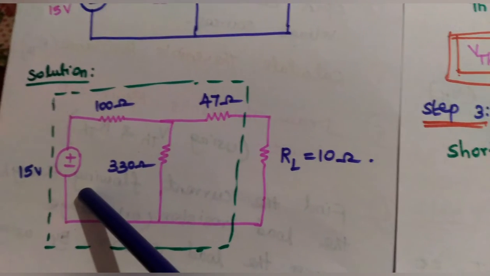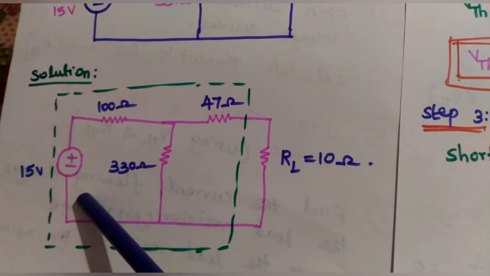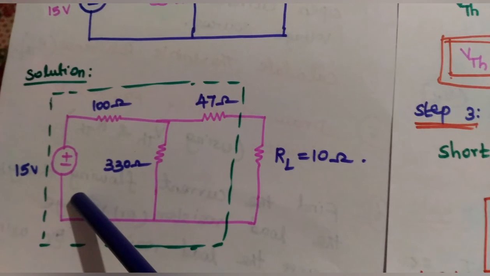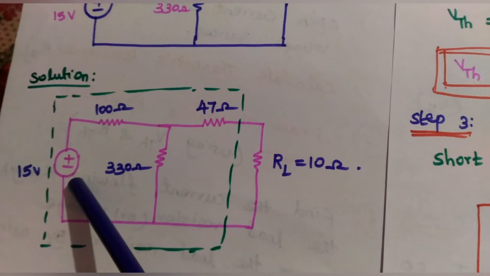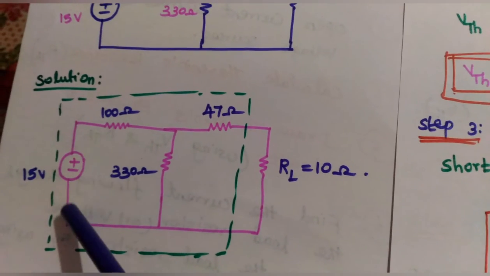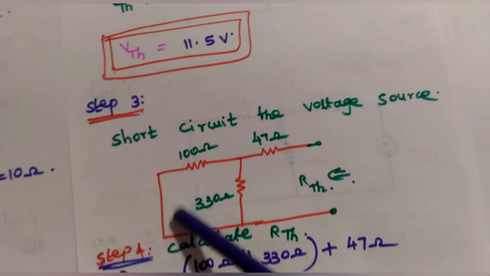If the circuit has any voltage source, we want to short circuit the voltage source at the time of calculating the RTH value. This network has only one voltage source, so for calculating the RTH value, we are just going to short circuit the voltage source. After short circuiting the voltage source, the circuit will be like this.